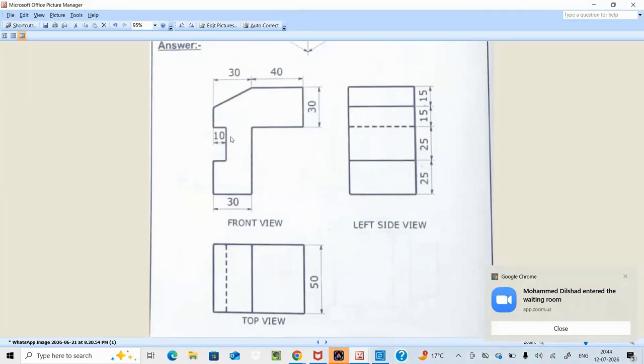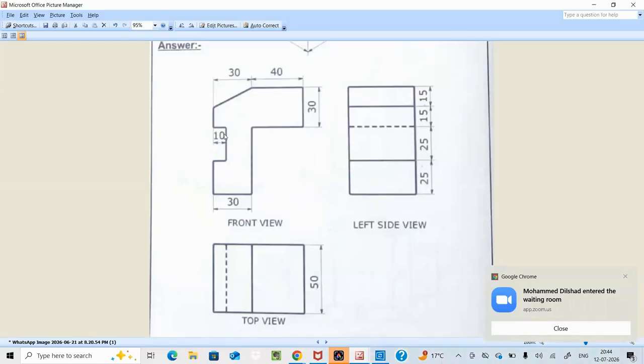Similarly, the height you have drawn here, and from this particular point to this particular point it is 40, and you will have a cut portion here with the distance of 30. So this is your complete front view. And if you see the top view, 50 mm was visible, then this 40 mm, this 30 mm. You'll draw one rectangle with this 40 mm, this 30 mm, and this 50 mm.